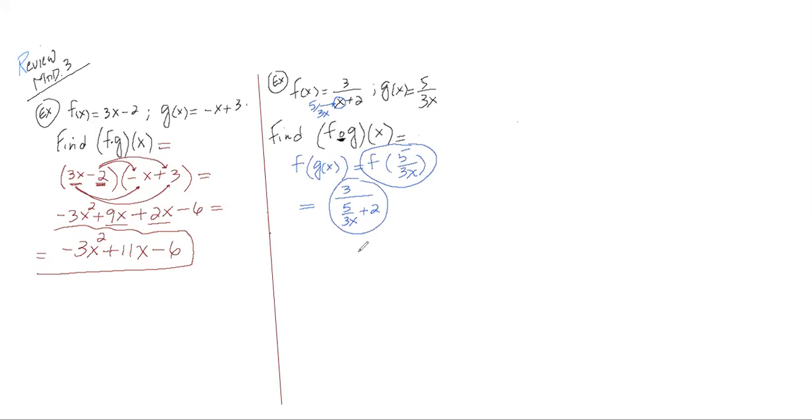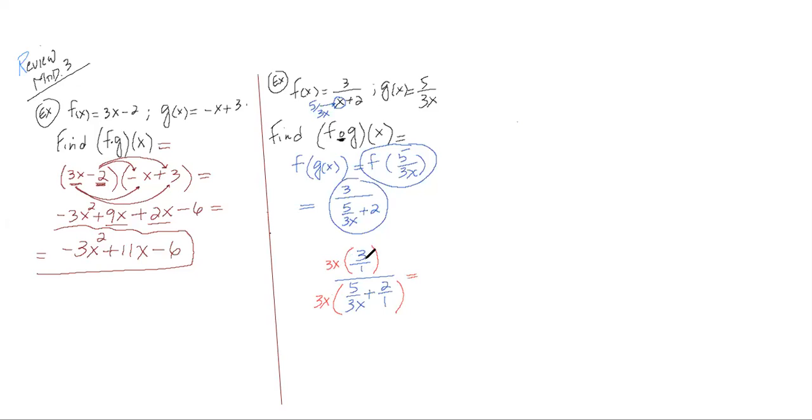Okay, so I'm going to rewrite it again. 3 over 1, 5 over 3x plus 2 over 1. And one method of simplifying is by multiplying the numerator and the denominator by the LCD. And that is what? 3x. Correct, 3x.